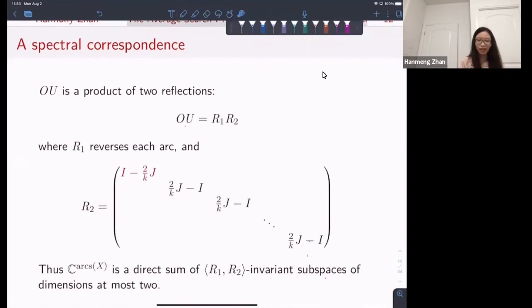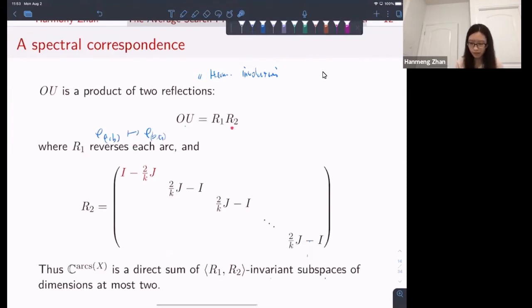In general, we can't analyze an arbitrary unitary matrix, but we can if this matrix lies in some nice group or nice algebra. So you can verify that this OU we defined is actually a product of two reflections, meaning Hermitian matrices of order 2, or Hermitian involutions. The first involution is very simple. It's just a permutation matrix that maps your arc AB to the opposite arc BA. This is usually called an arc reversal matrix. So clearly that's an involution and it's symmetric.